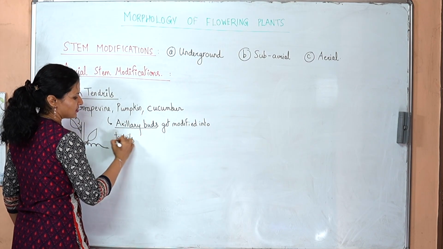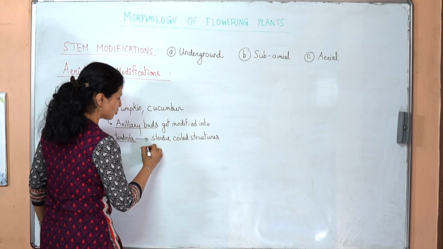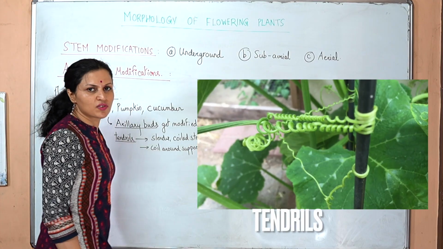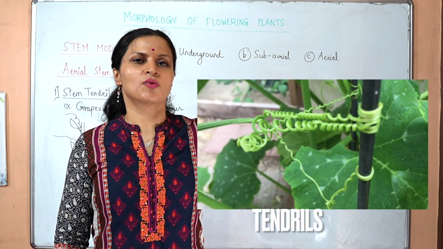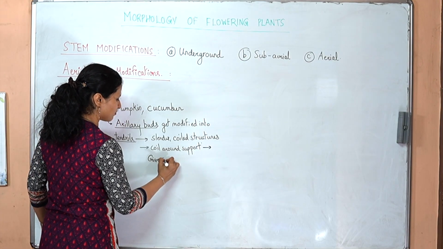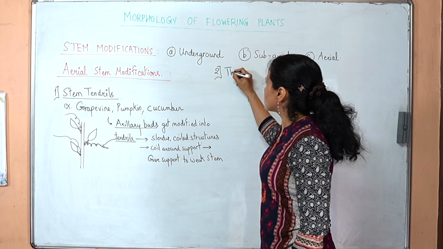What are tendrils? The tendrils are slender coiled structures which coil around support. Have you seen how the tendrils function? They will just coil around a support and will support the main plant. Coil around support, give support to weak stem. These are the tendrils. Thorns.